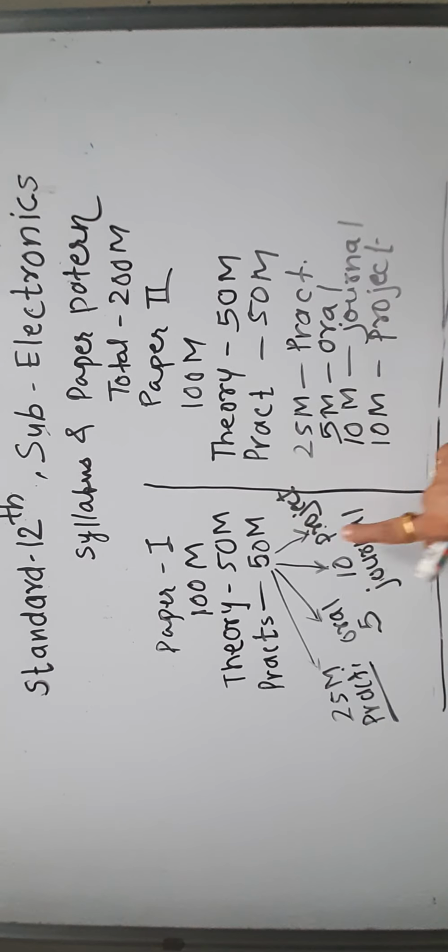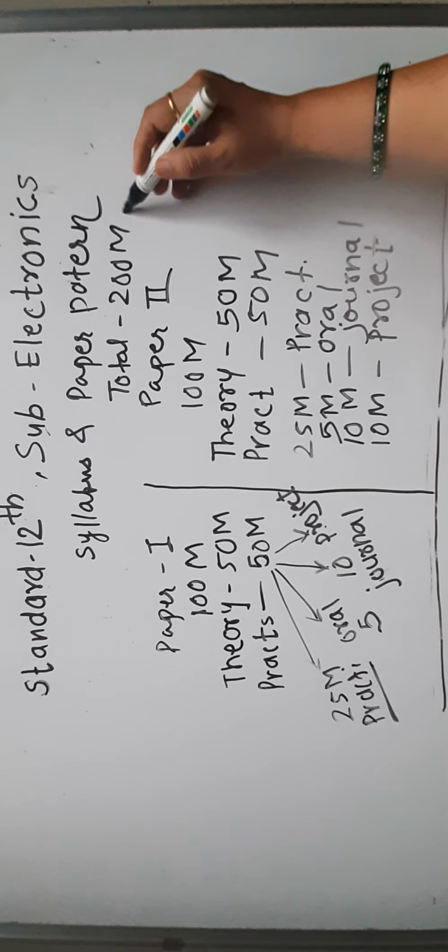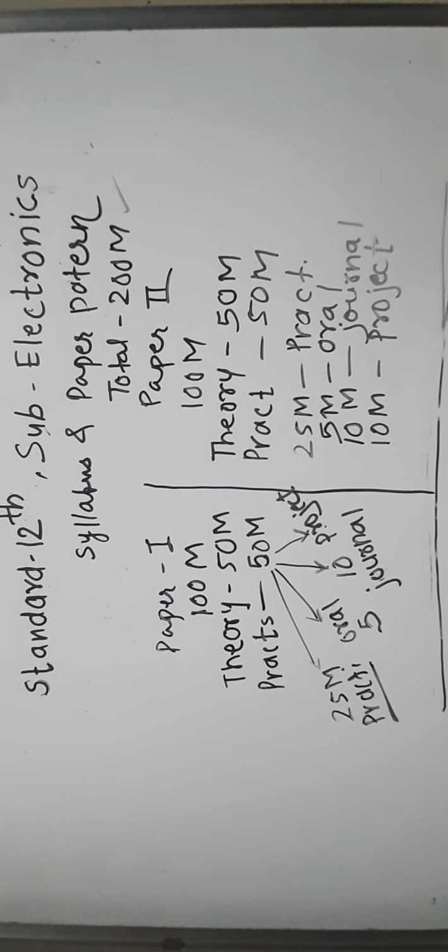There is only one project, don't take tension of the project. We have to make any one project from either paper 1 or paper 2. The only condition is that it should be made up of electronic components and it should be a working project. So this is the actual paper pattern or distribution of 200 marks. Now we will see the syllabus.